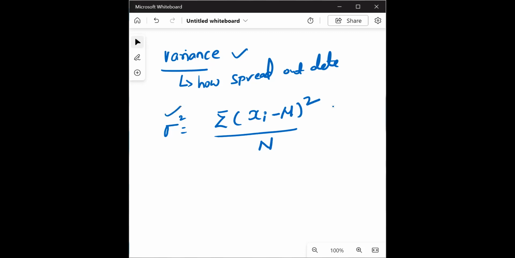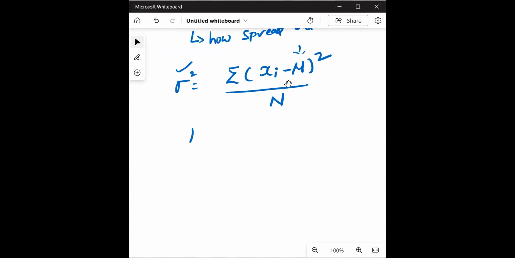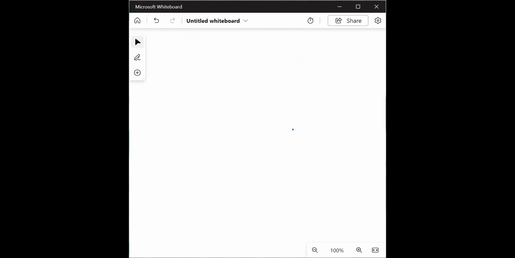So here, for example, I can explain what exactly this term is. This is the mean. Basically, we have two types of variances. We can calculate the variance for the sample, and we can calculate the variance for the population also. You need to remember these things. So let me talk about sample first, and then I will talk about population.